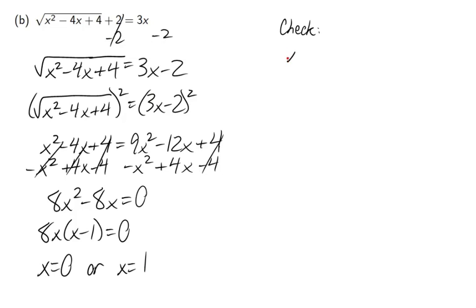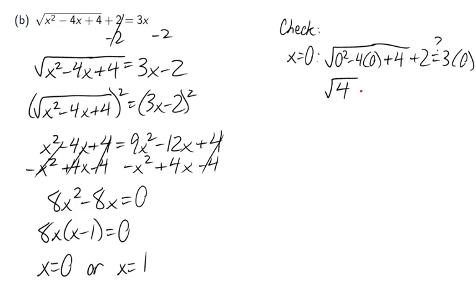Let's check it. If x equals 0, I get the square root of 0 squared minus 4 times 0 plus 4, plus 2 equals 3 times 0. Is that true? Well, on the inside of the square root, I get the square root of 4 plus 2, and I get 0. And so the question is, is 2 plus 2 equal to 0? Definitely not. So 0 is extraneous. That's not part of our solution.